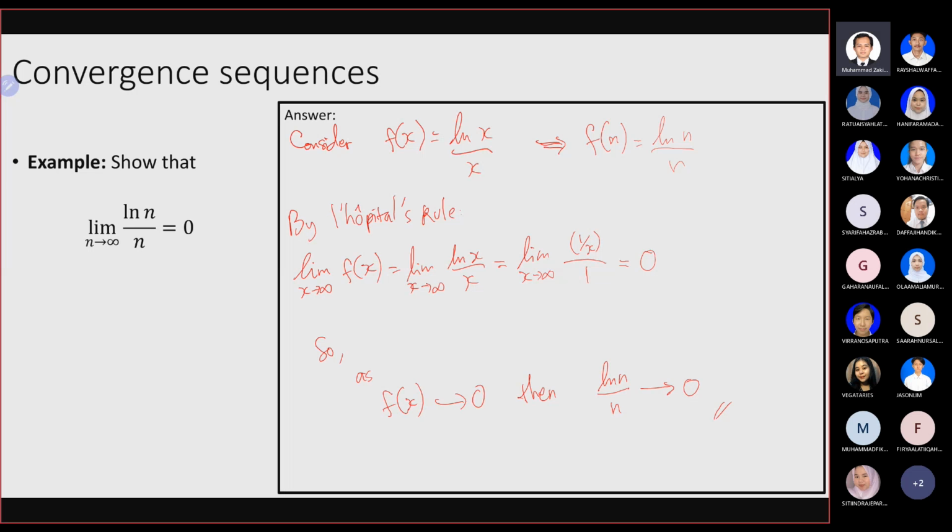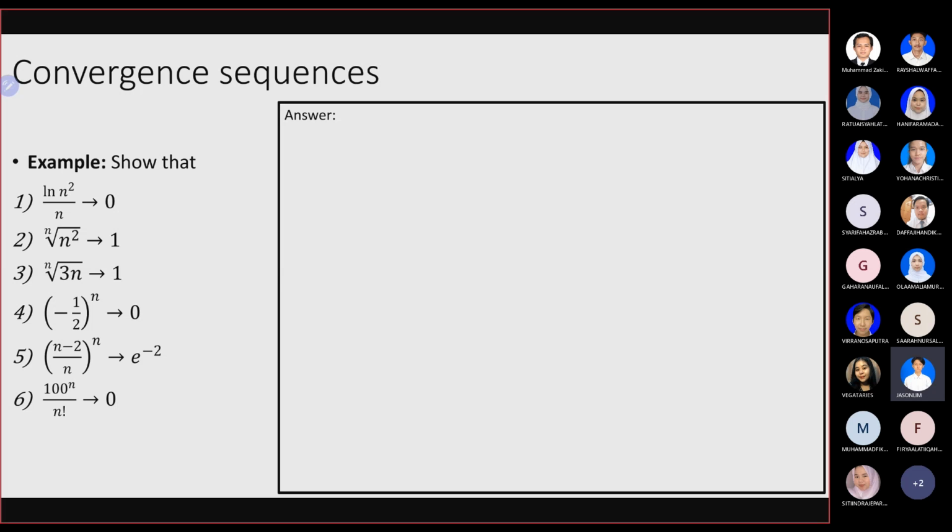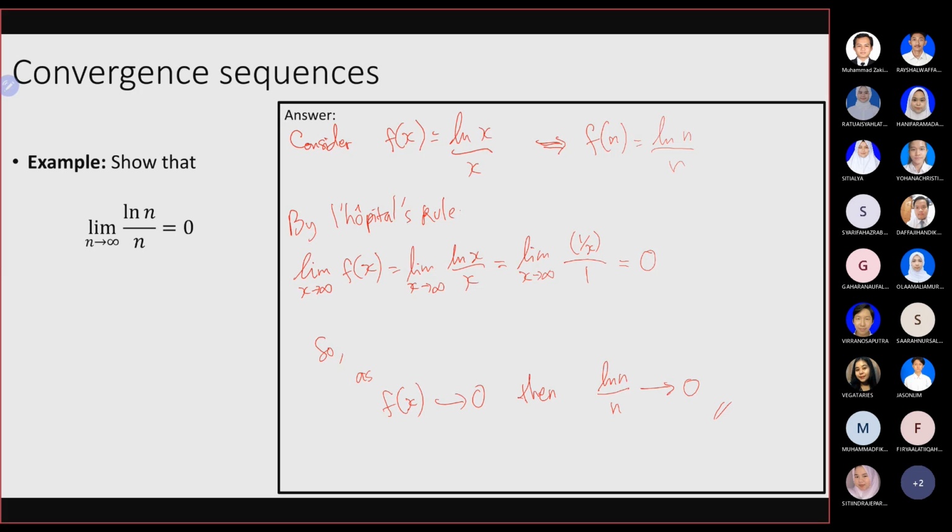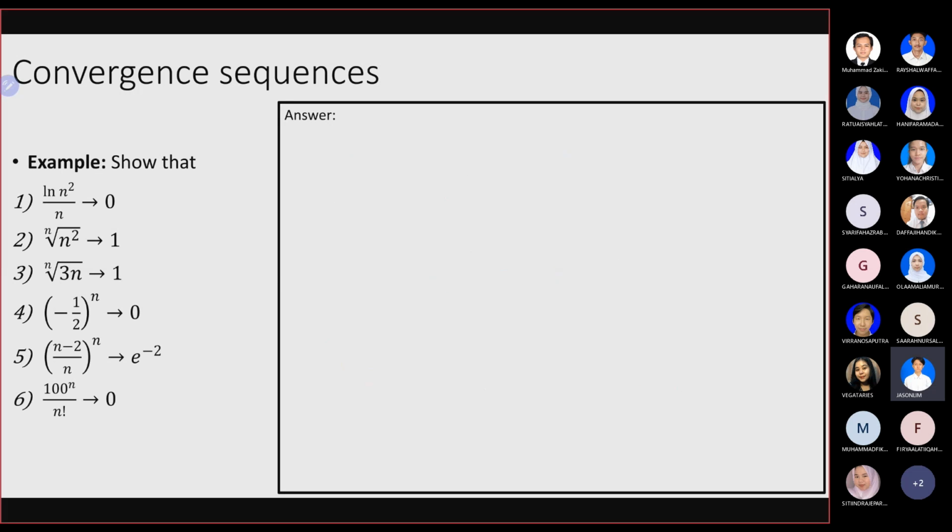Ada pertanyaan? I think no, sir. Oke, soal susahnya mulai muncul. Enggak, sir. Maksudnya soal berikutnya, sir, mulai menantang.